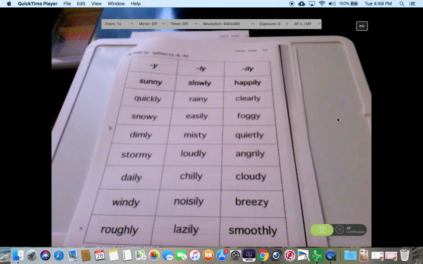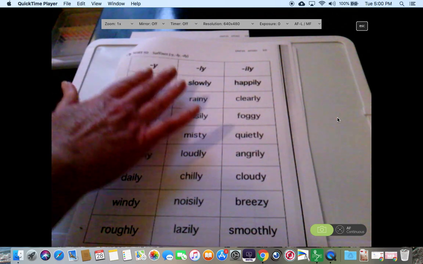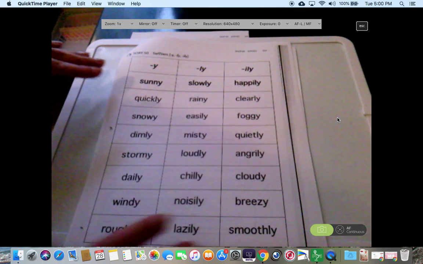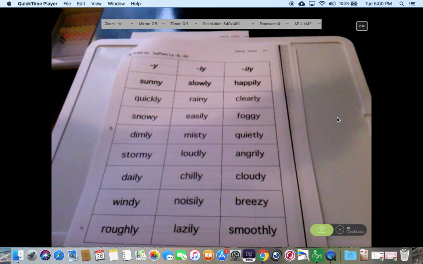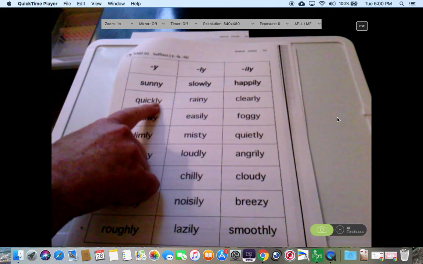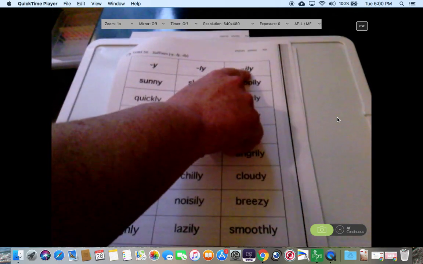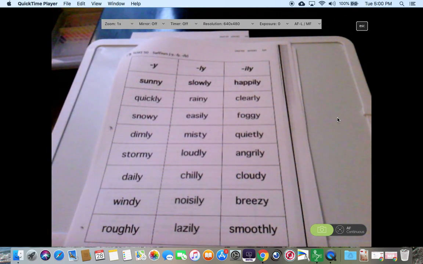Okay, now that you're back, boys and girls, we're going to take a look at the words this week. And before we do any cutting or sorting, I want you to think about what you notice about all of the words. So really just think about something you notice. All right, so some of you might have noticed that all of the words end in Y. Do you notice any other patterns? Yep, some of the words end in ly. And anything else? And some of them end in ily. So that's what we're going to be talking about today.